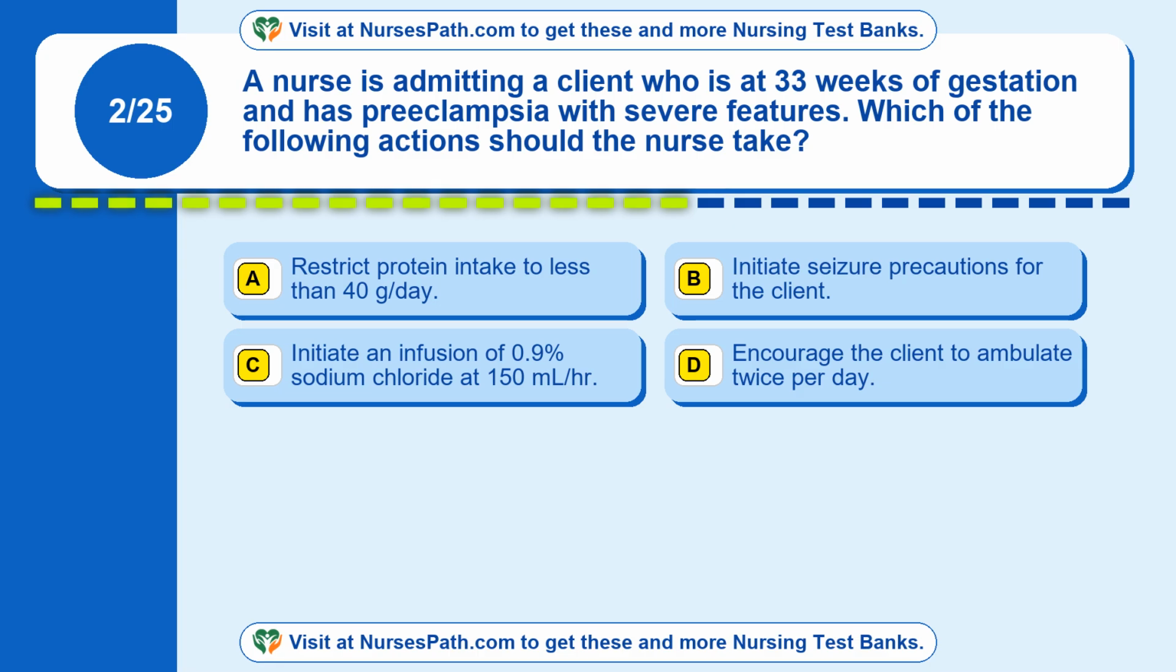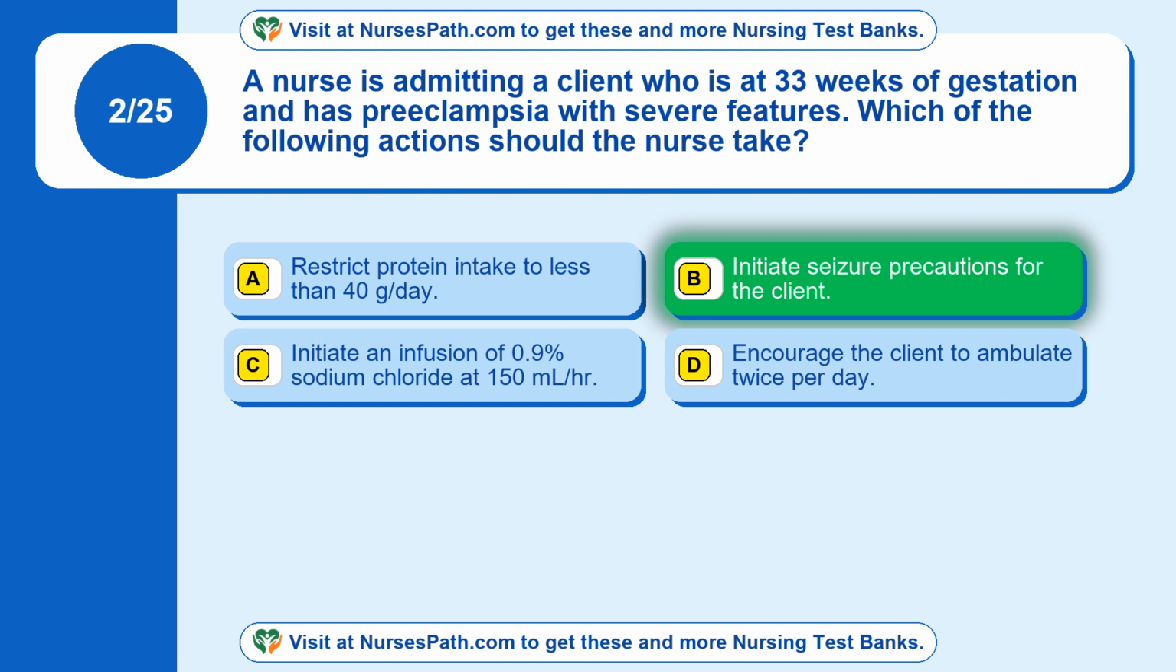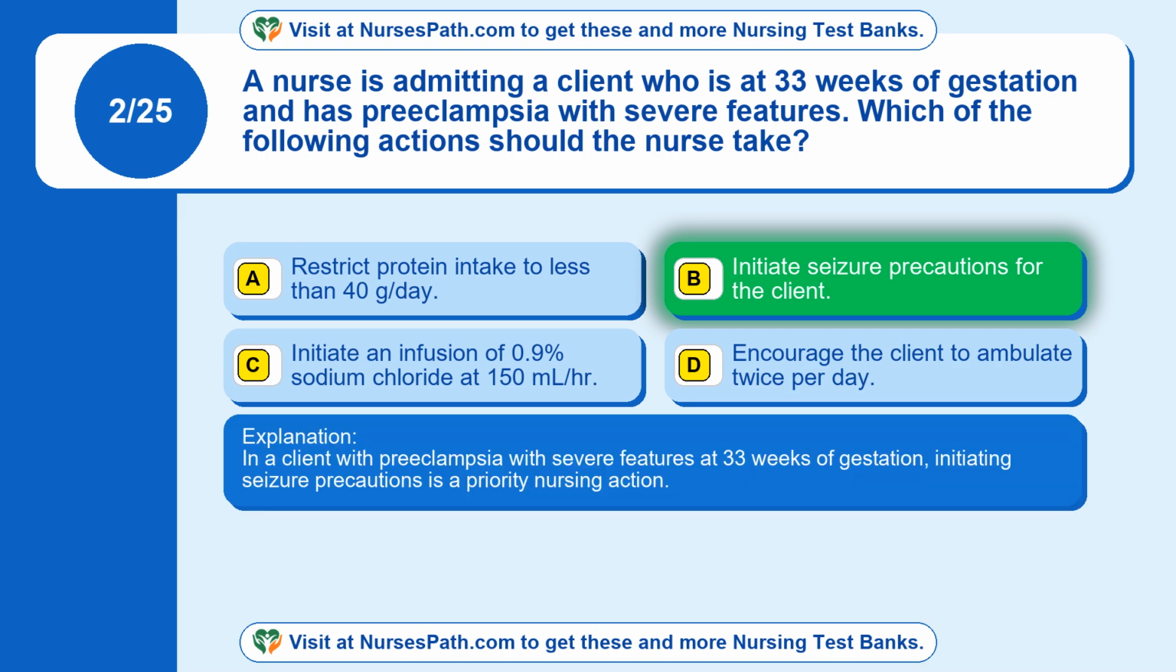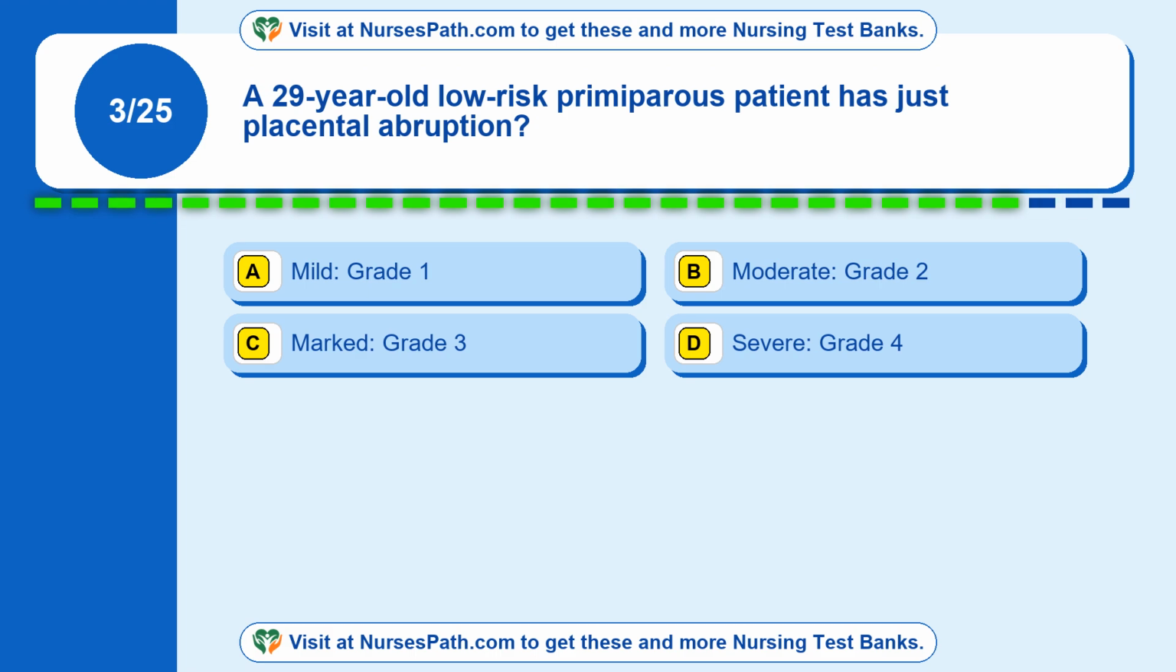Option A, restrict protein intake to less than 40 g/day. Option B, initiate seizure precautions for the client. Option C, initiate an infusion of 0.9% sodium chloride at 150 ml/hr. Option D, encourage the client to ambulate twice per day. The correct answer is option B, initiate seizure precautions for the client. In a client with preeclampsia with severe features at 33 weeks of gestation, initiating seizure precautions is a priority nursing action. Question 3. A 29-year-old low-risk primiparous patient has just had a placental abruption. How should it be classified?